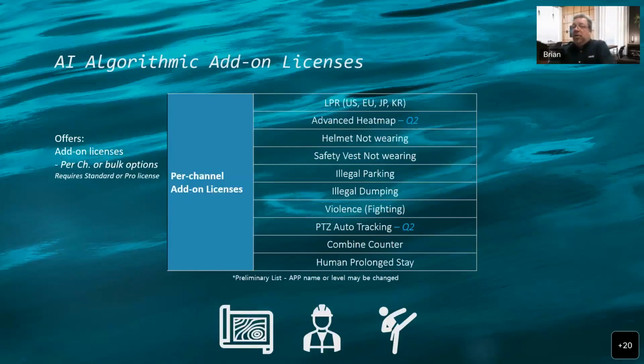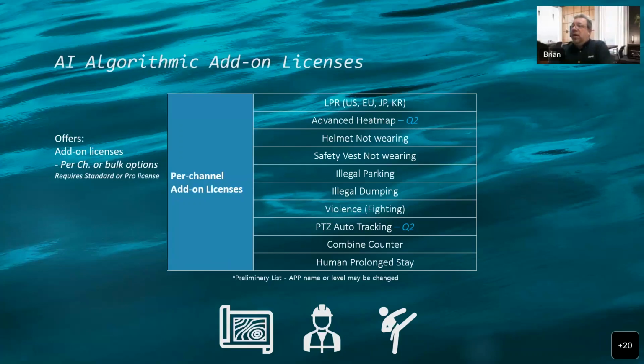Now, we also offer add-on licenses. This is different from the Pro package. This is something that, as long as you have either the standard package or the Pro package already installed, you can add this to either one of those configurations. So these are additional licenses. What are they? We have LPR for several different regions, advanced heat map, which could probably be a webinar all in itself, so we'll just leave it at advanced heat map.